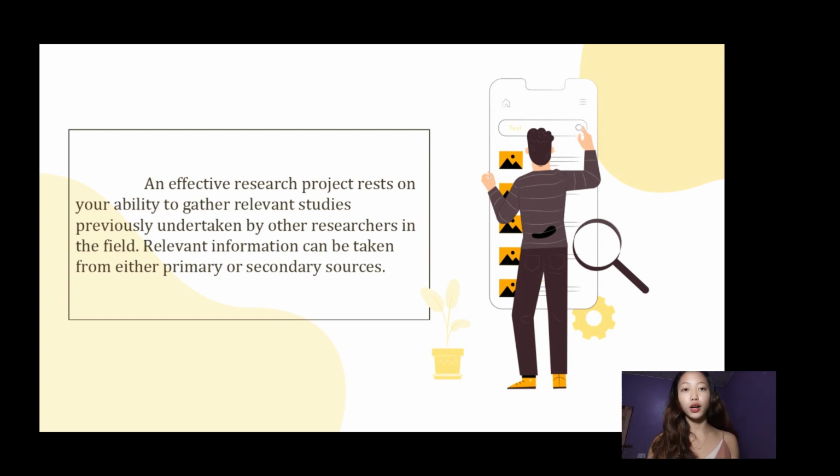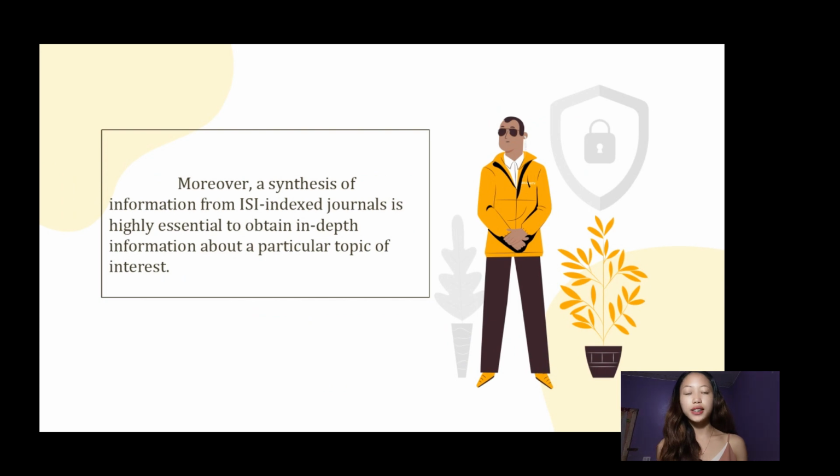Typically, information about STEM based or STEM related undertakings can be accessed online via scientific databases, journals, and other secondary sources. Moreover, a synthesis of information from ISI indexed journals is highly essential to obtain in-depth information about a particular topic of interest, since ISI indexing offers indexing of major international journals and proceedings and provides access to quality controlled open access journals.